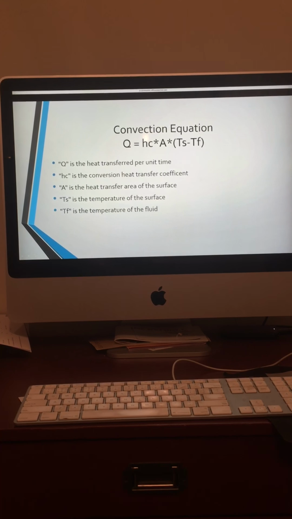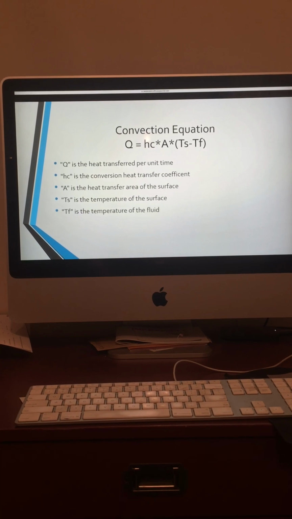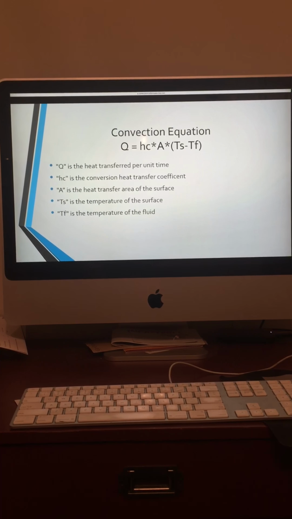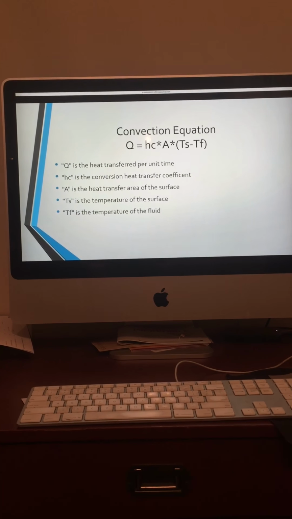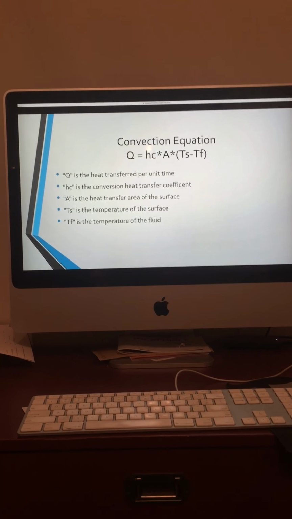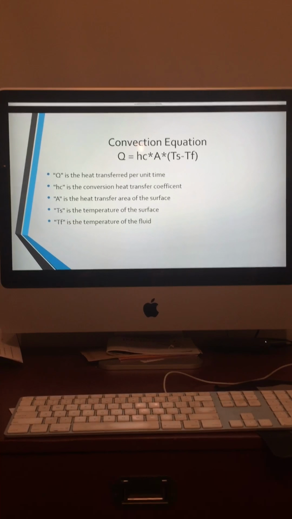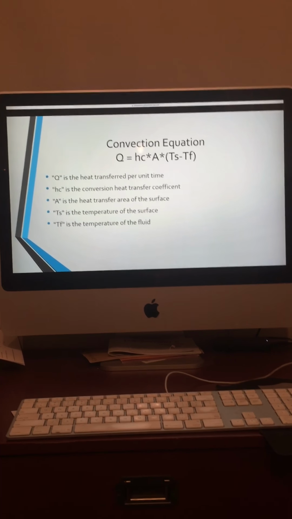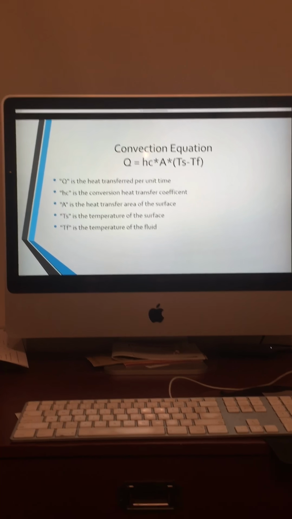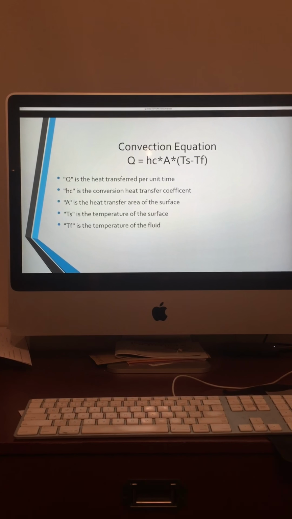The convection equation is Q equals Hc times A times (Ts minus Tf). Q is the heat transfer per unit of time. Hc is the convection heat transfer coefficient. A is the heat transfer area of the surface. Ts is the temperature of the surface, and Tf is the temperature of the fluid.